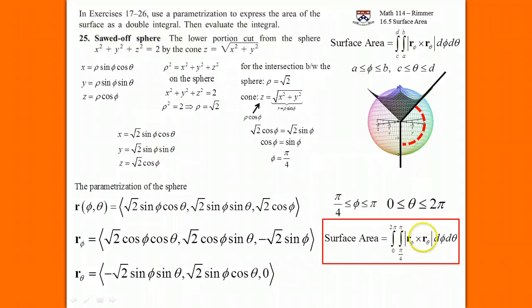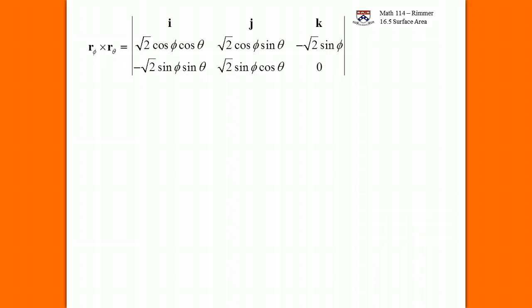And once we cross them, we'll then integrate as phi goes from pi over 4 to pi, and theta goes from 0 to 2 pi. Once we cross them, we'll take the magnitude and integrate that. And that'll give us our surface area. So let's go get the cross product, i, j, and k.